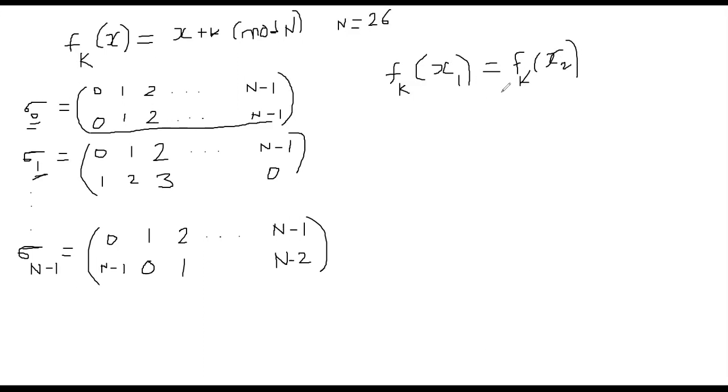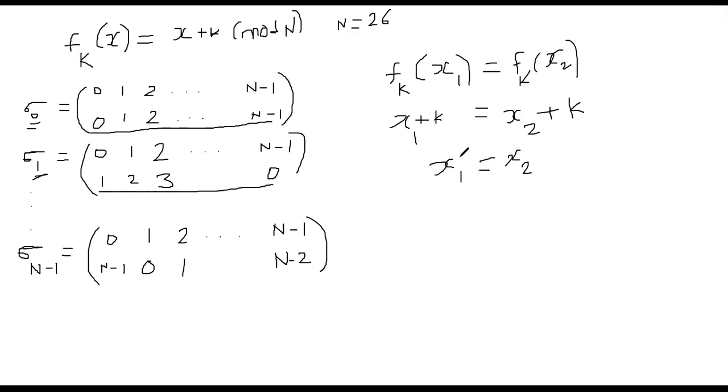Suppose this is equal, then we know this is nothing but x1 plus k mod n. I'm not writing mod n again and again. It is equal to x2 plus k in mod n. We can do subtraction of k on both sides. That's allowed in modular arithmetic, which means x1 is equal to x2. So this tells us that no two entries of the second row are equal. That's basically what I'm trying to show you.